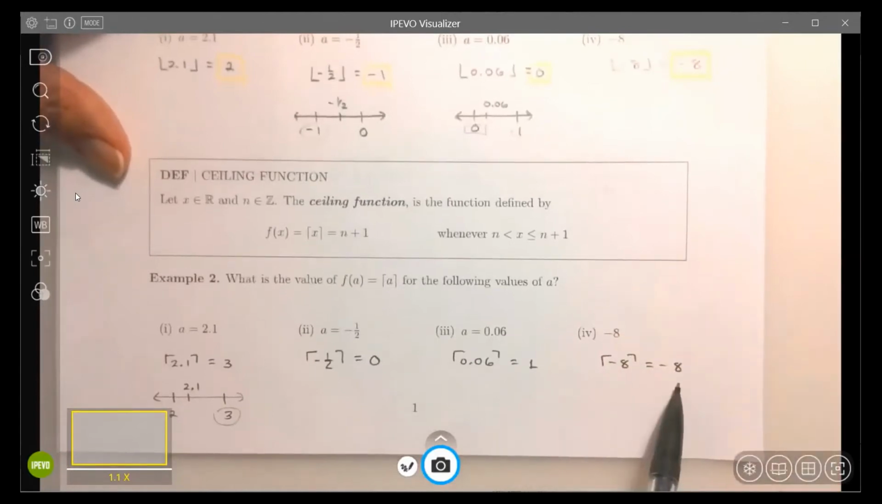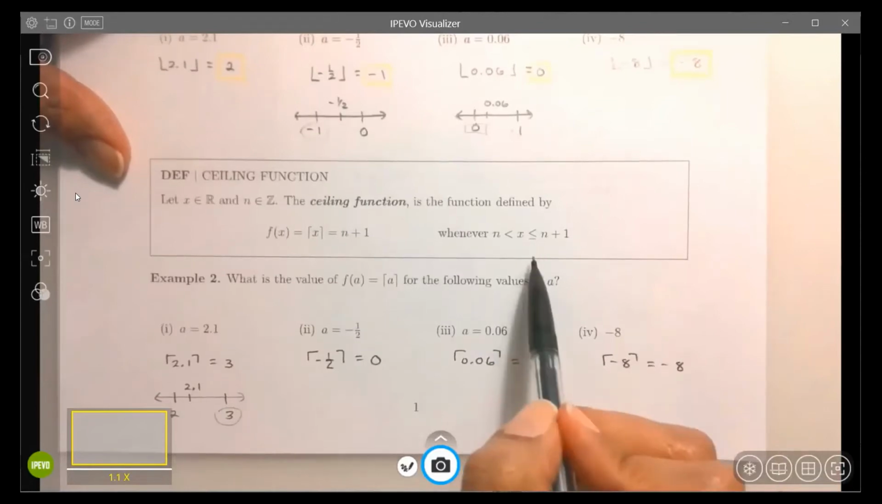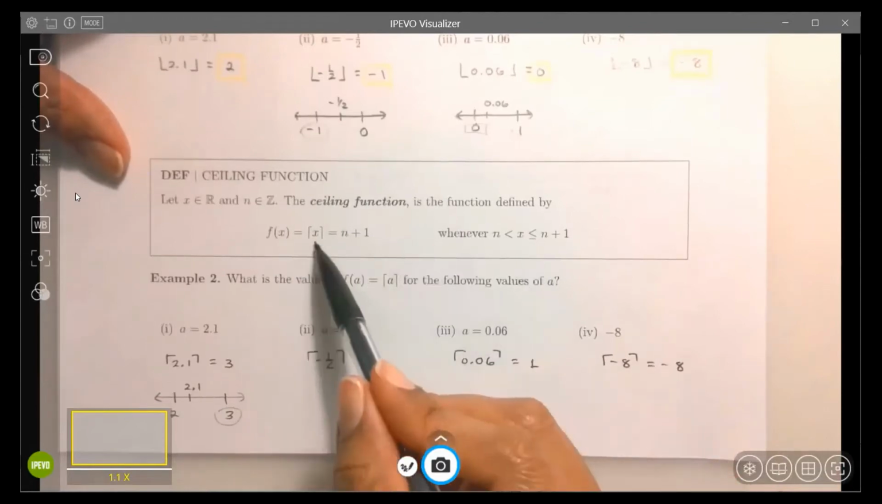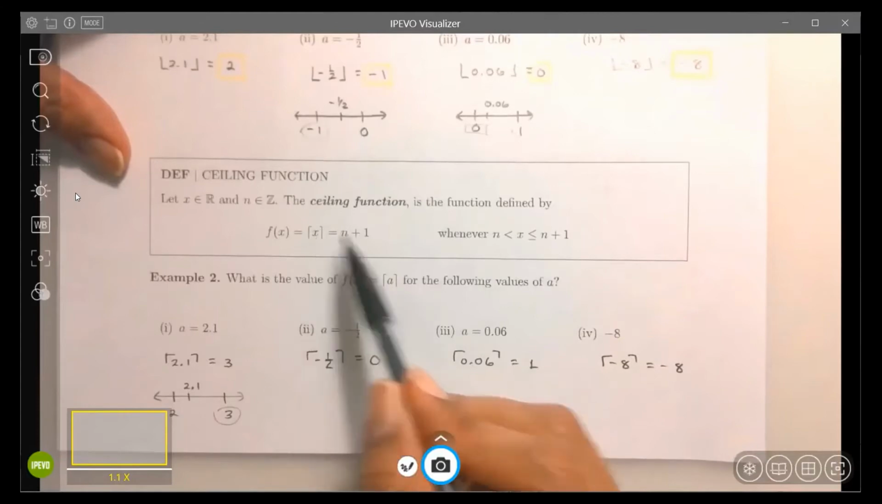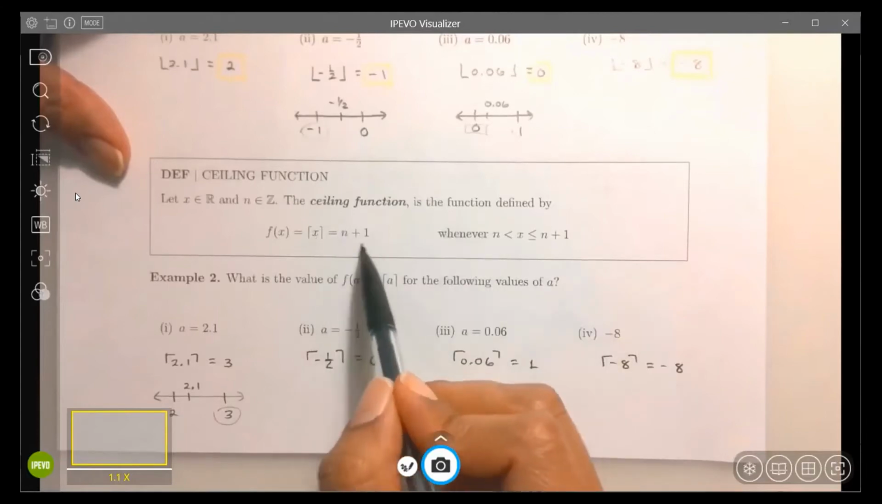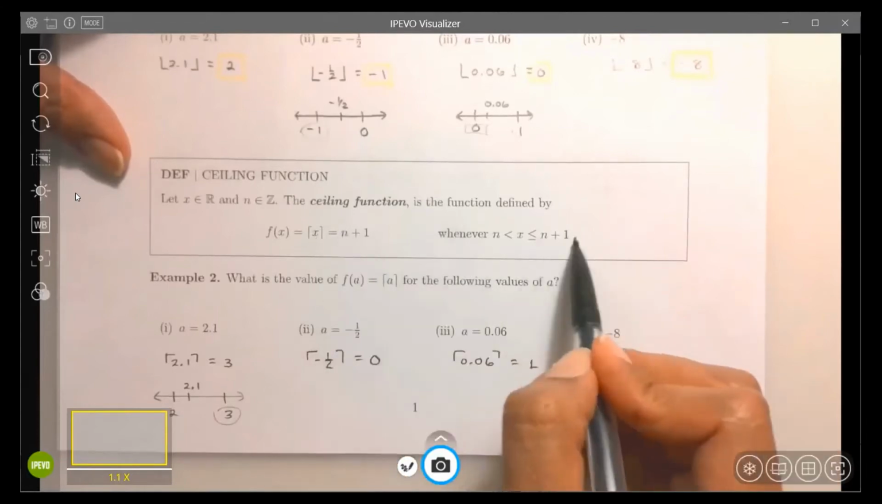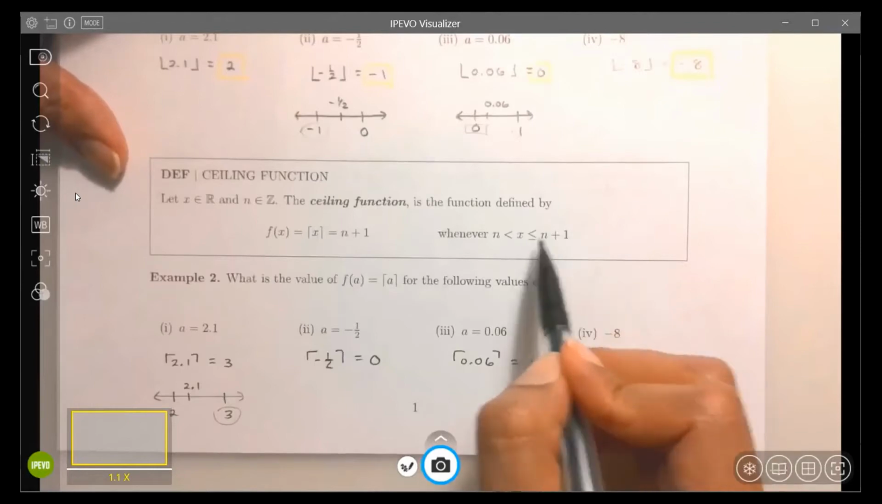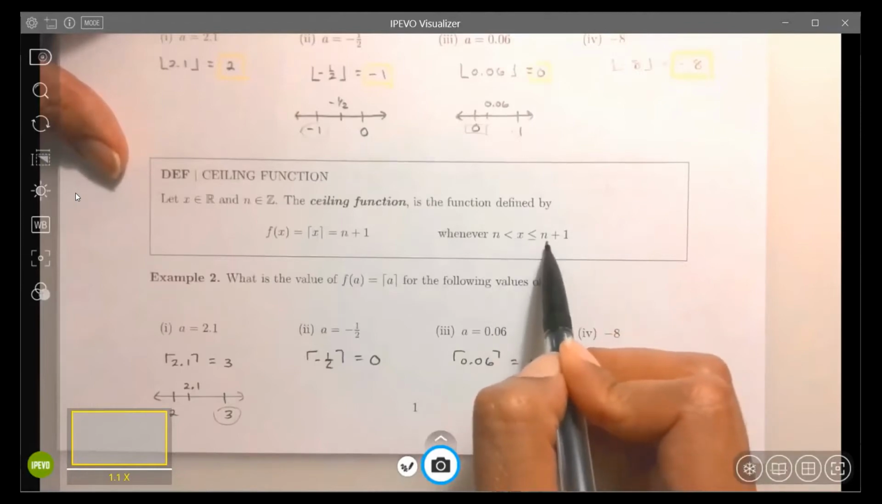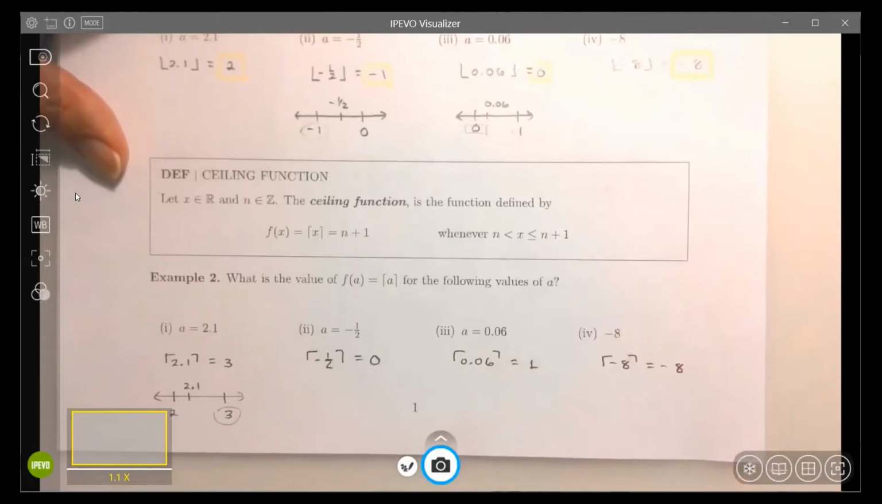And that is because, according to our definition, the ceiling of any real number x is going to be n plus 1, where n plus 1 is the next integer, with the possibility that x is that integer. Okay, so in this case, it's -8.